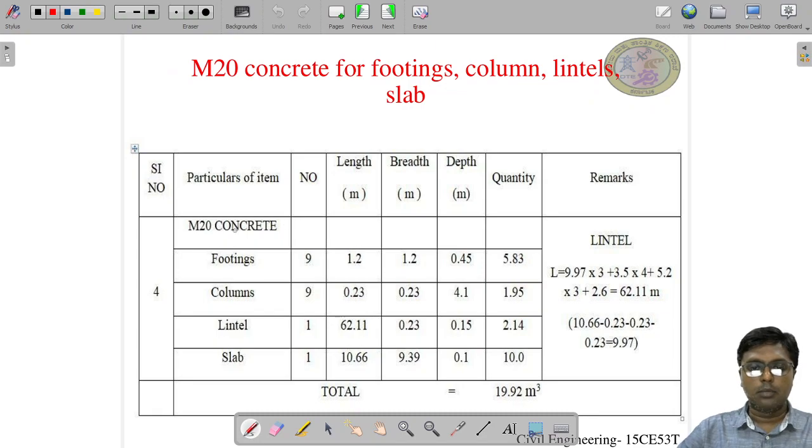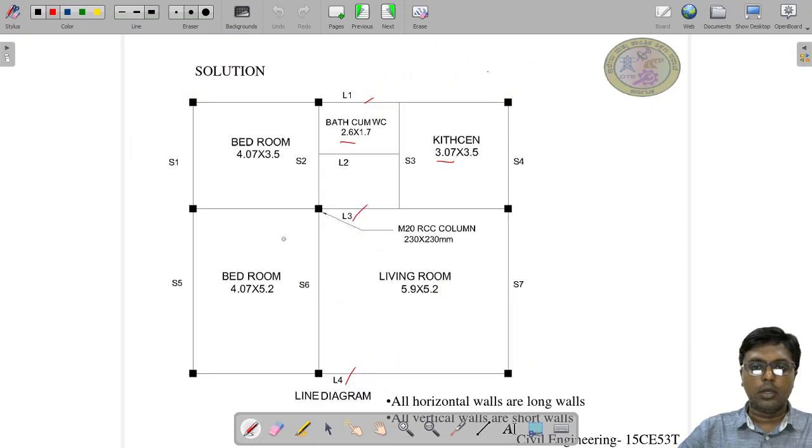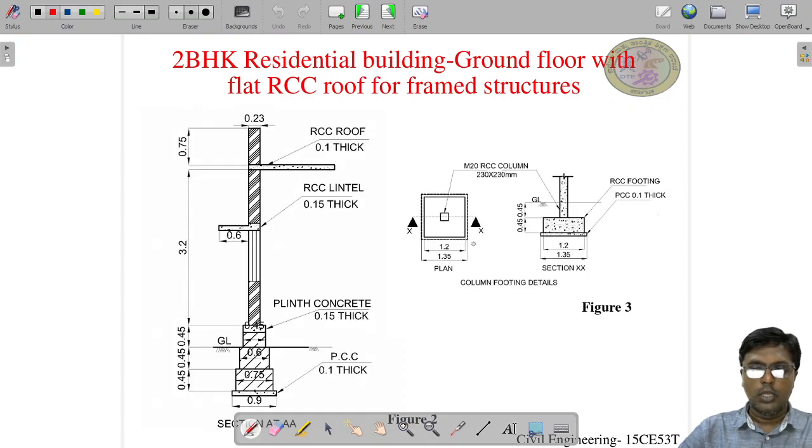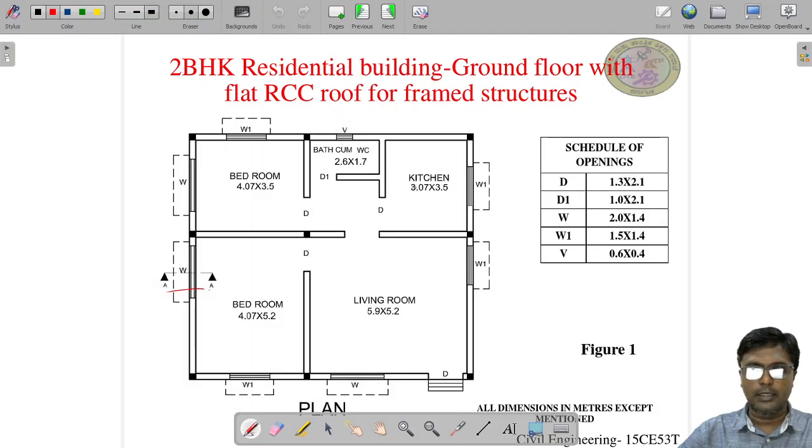Let us come to the first item of this session, which is the M20 concrete. They have asked us to calculate for the RCC footing, RCC column, RCC roof and RCC lintel. So these are the 4 places where you have to calculate the quantities. Let us start with the footing. As you know, there are 9 columns, so as such, there are 9 footings.